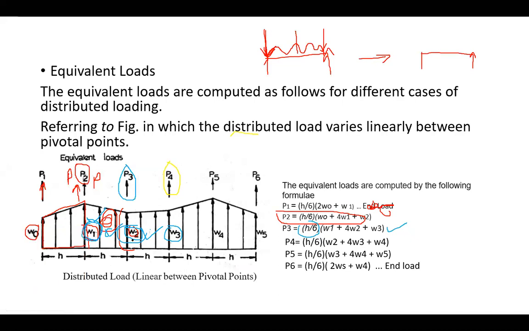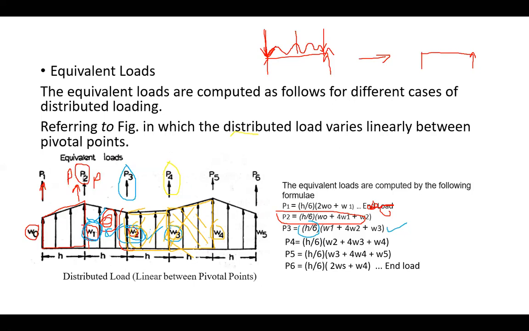Yes, sir. So for finding P4, you need to consider two portions. This one UDL part, the other UDL part is this. There are two portions, this is the one and this is another one. Now what you should do, there will be three ordinates: W2 the starting ordinate, W3 the middle ordinate, W4 the end ordinate.